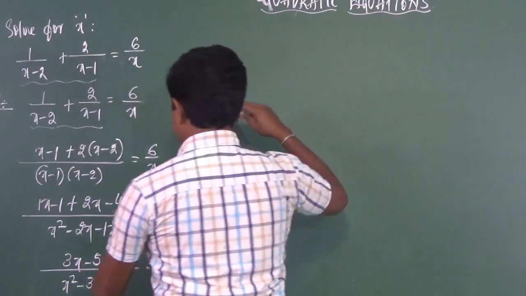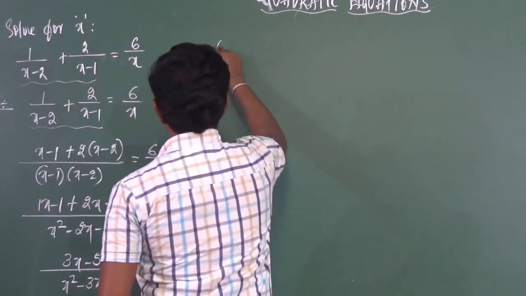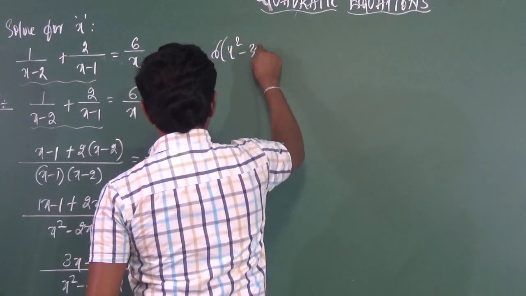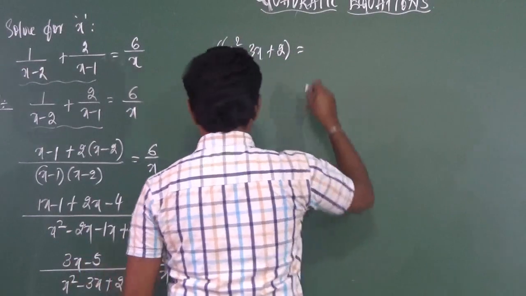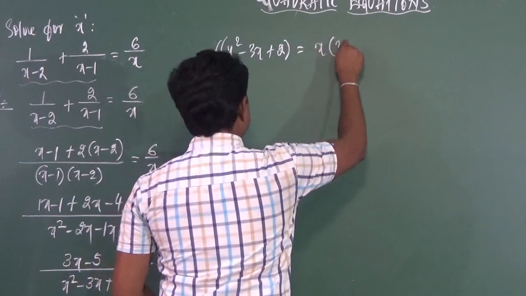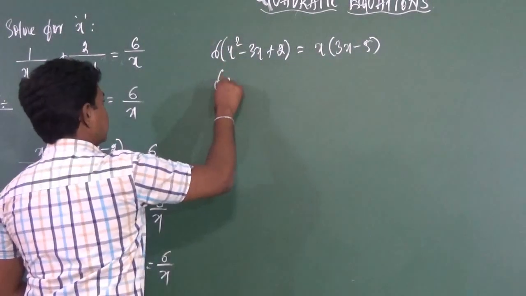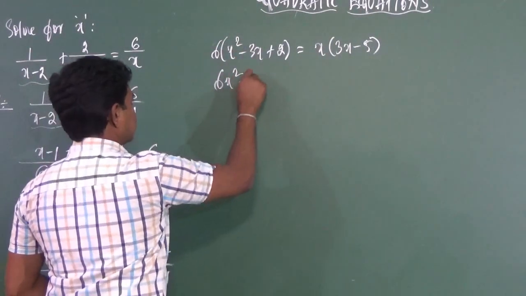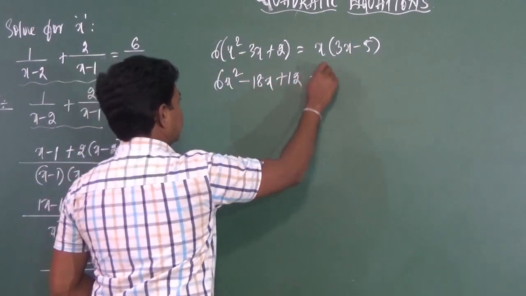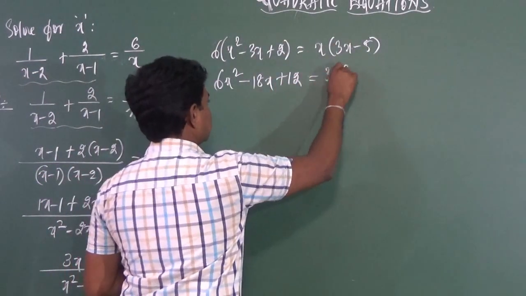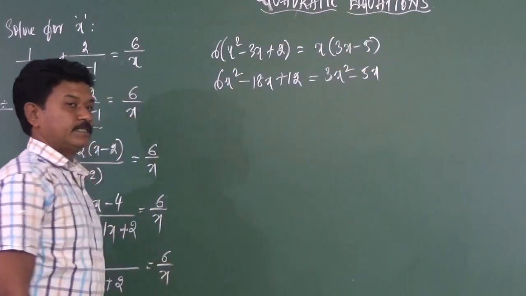So let us do this first: x square minus 3x plus 2 into 6. 6 into x square minus 3x plus 2 is equal to x into 3x minus 5. 6 into x square is 6x square. 6 into minus 3x is minus 18x. 6 into plus 2 is plus 12, is equal to x into 3x, 3x square. x into minus 5 is minus 5x. Very good. Nice. Good answer.